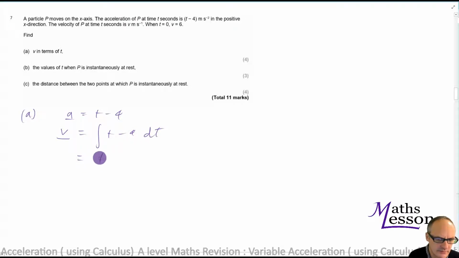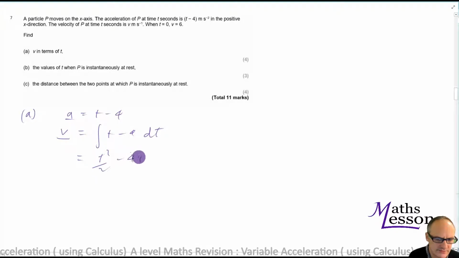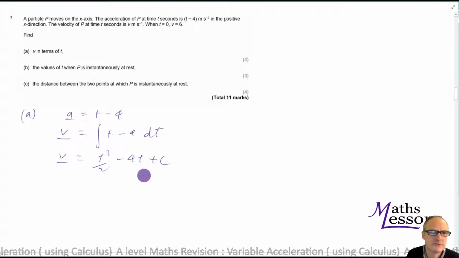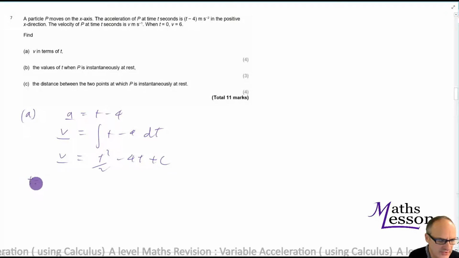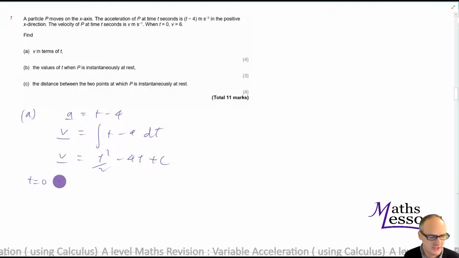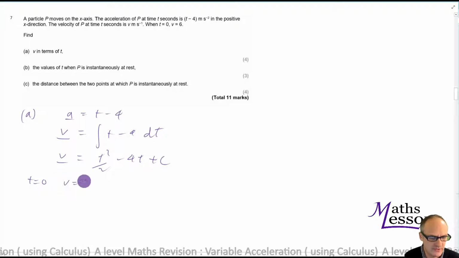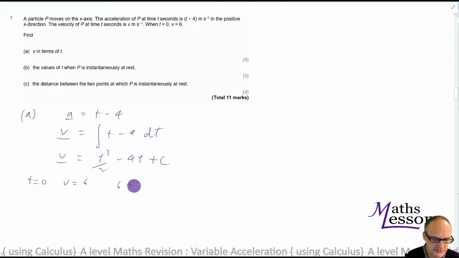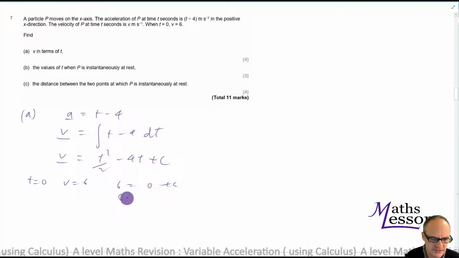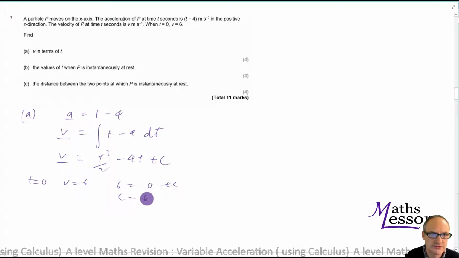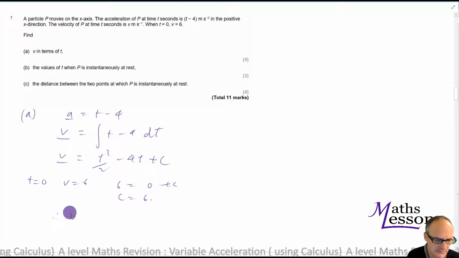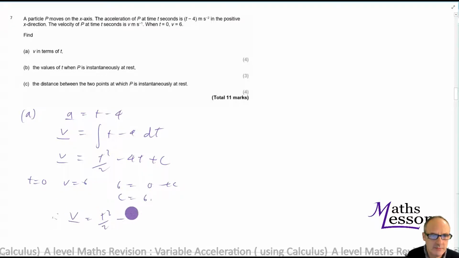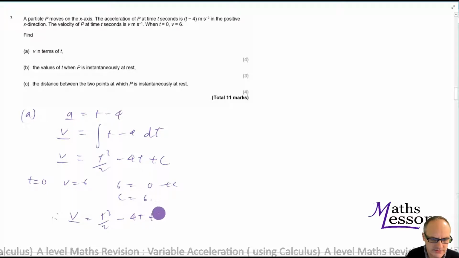And we integrate that, we get t squared over 2 minus 4t. Now, we've got a plus c as well, remember, because we've got an indefinite integral, and we want to just find out what that plus c is. So when t equals 0, we're told that v is equal to 6 here. So if we put 6 is equal to 0 plus c, we can see our c is equal to 6. So therefore, v will equal t squared over 2 minus 4t plus 6.